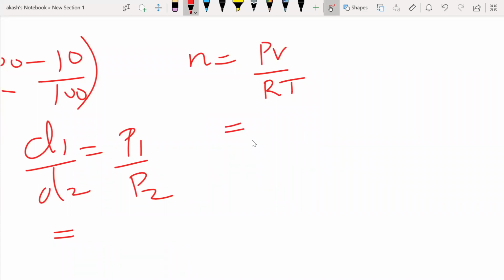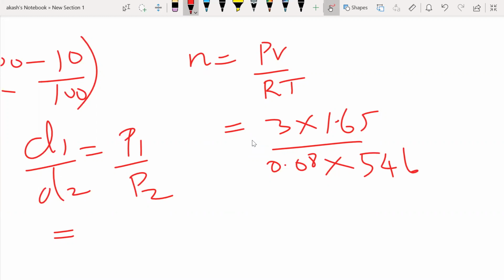Cool. So PV is 3. Volume is 1.65, which is PV divided by RT. R is 0.08. Then temperature is 273, so 273 plus 273, that's the Kelvin, right? So 273, 473, 543, 546. Okay, 546, right? So this was whatever the initial number of moles. Now you can calculate N2 also, right?